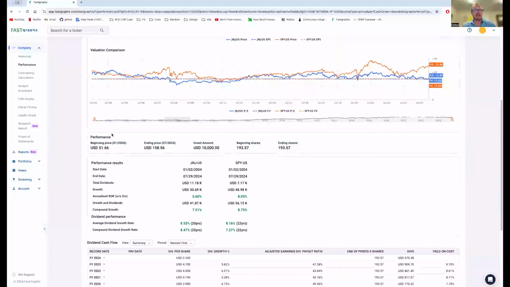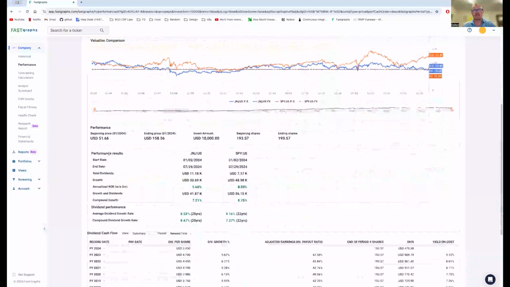If I were to invest $10,000 into Johnson & Johnson, this would have been my starting price, my ending price, how much I invested, my beginning shares, ending shares. And then I get a performance result down here comparing the 2 investments over that same time frame: the amount of dividends, the capital growth, my annualized growth without dividends, and then total annualized rate of return. I also get some dividend performance stats down here. I can see that on average, Johnson & Johnson grows their dividend faster than the SPY, and by compounded average growth rate, they're growing it much faster than SPY.